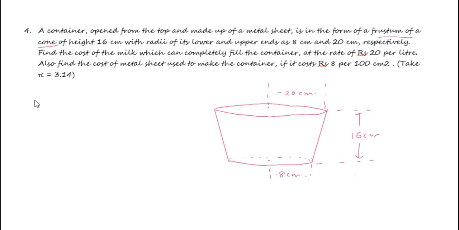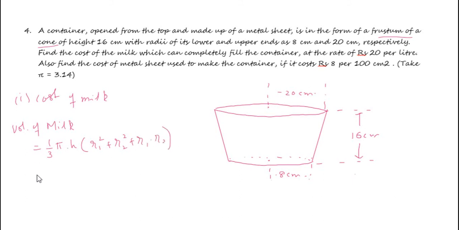Now first one, that is cost of milk in the container. The container is filled with the milk. So the volume of the milk is equal to the volume of the container. So first let us find out the volume of the container. I'll write volume of milk, because we are interested in volume of milk, that is equal to the volume of container, that is 1 by 3 pi into h into (r1 square plus r2 square plus r1 into r2).